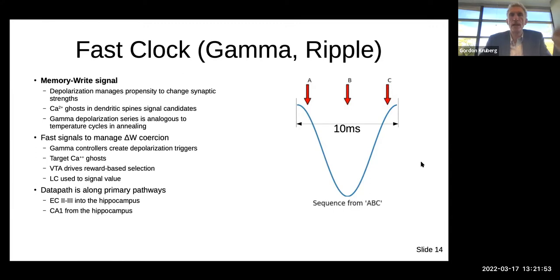We can look at the fast signals to manage the delta W changes in the synaptic weights and how this is coercing them by looking at the gamma controllers that are creating the depolarization triggers, the targets as the calcium calmodulin ghosts, and then addressing and enabling signals, meaning that the ventral tegmental area reward prediction error signal would select for those regions in the brain which are being allocated to that reward-based selection. And then finally, the locus ceruleus signal being able to signal attention, or that it is fundamentally time to change a synapse. The data path is along the primary pathways coming out of CA1 from the hippocampus.